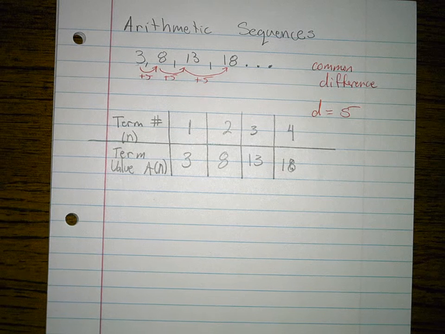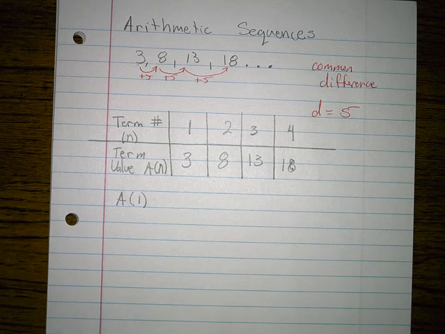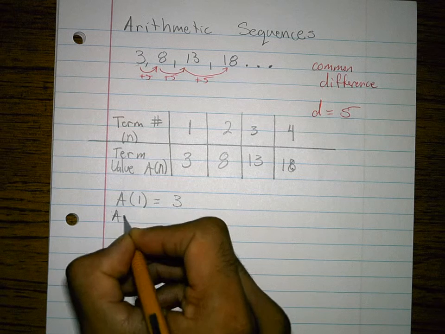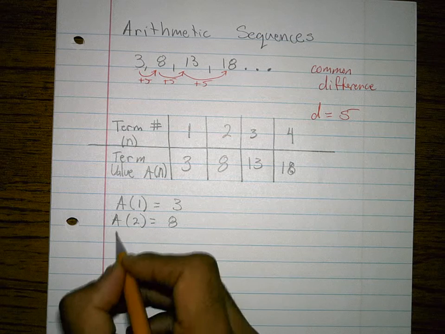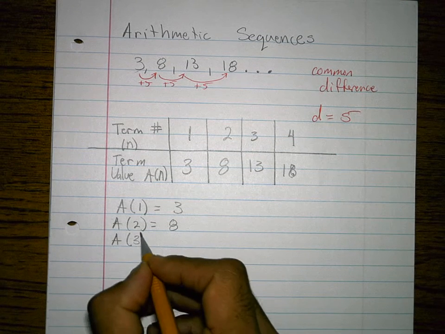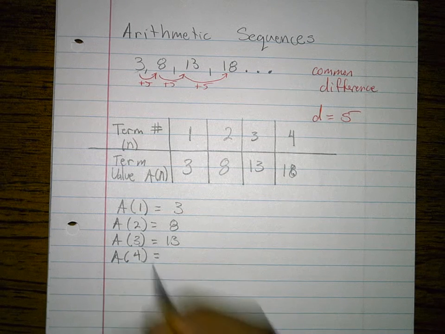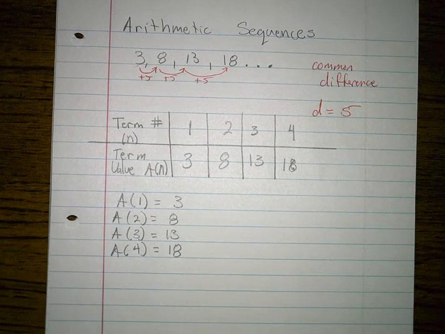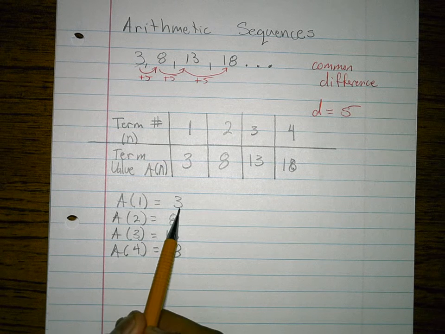So the way that you see this written is with your n's and a of n's. If I said a of 1, that means what is the first term? And that's 3. I could also say a of 2. That's asking me for this sequence, what is the second term? In this case, it's 8. And then a of 3 is 13, and a of 4 is 18. So that's a little explanation on the definition and the notation.